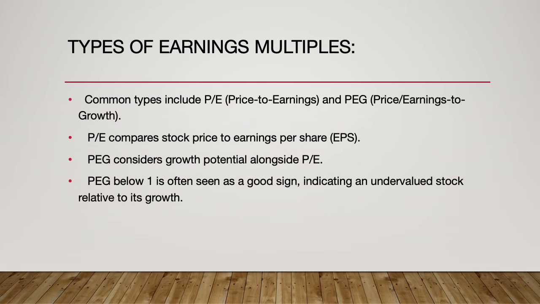What are the types of multiples? Common types are PE, price to earnings, and PEG, price to earnings to growth. PE compares stock price to earnings per share, EPS. PEG considers growth potential alongside the PE. PEG below 1 is often seen as a good sign, indicating an undervalued stock relative to its growth.